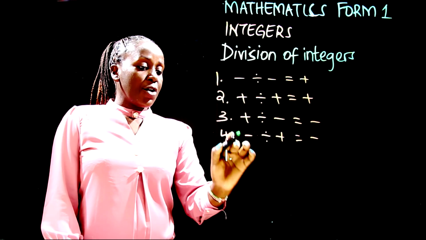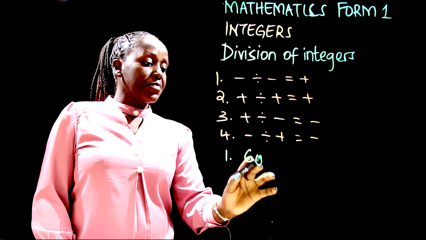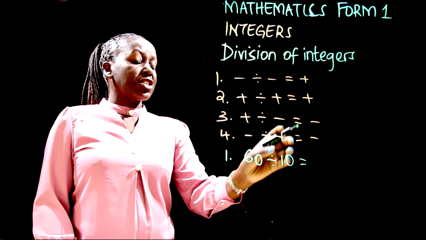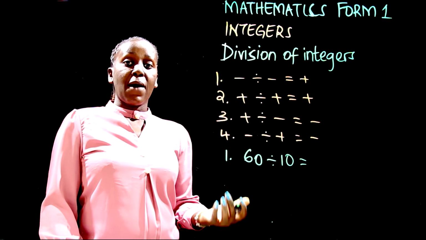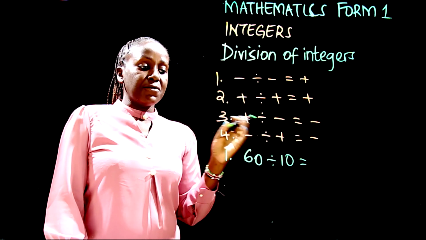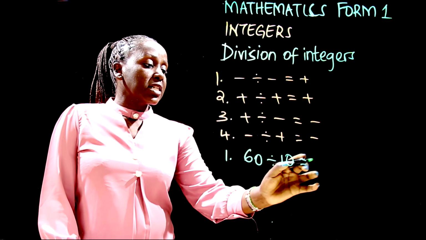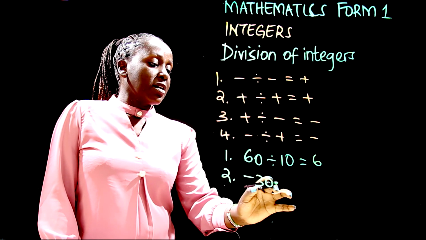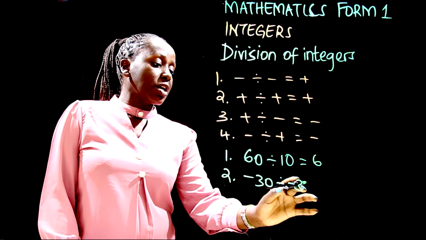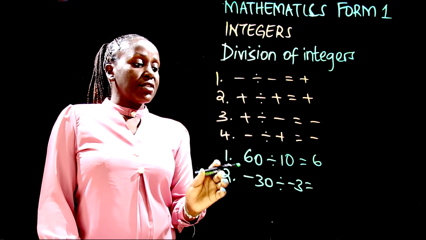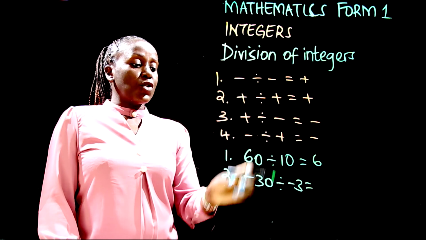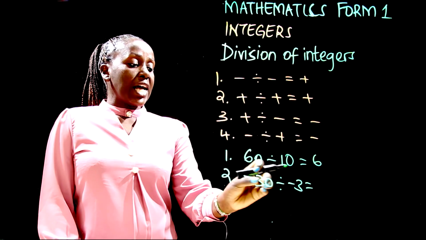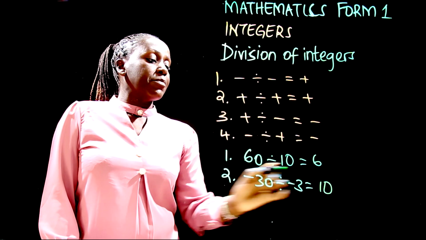Number 1, we have 60 divided by 10. So 60 is positive, 10 is positive. What will our answer be? Positive. So 60 divided by 10 is 6. Number 2, negative 30 divided by negative 3. So 30 is negative, 3 is negative. So negative divided by negative gives you a positive. Then 30 divided by 3 is 10.